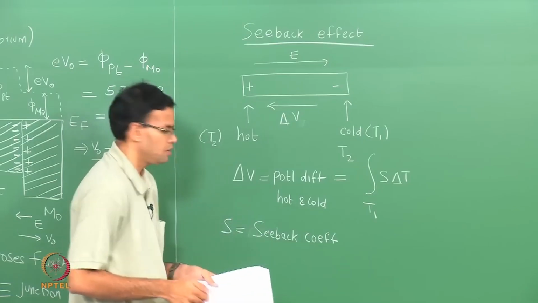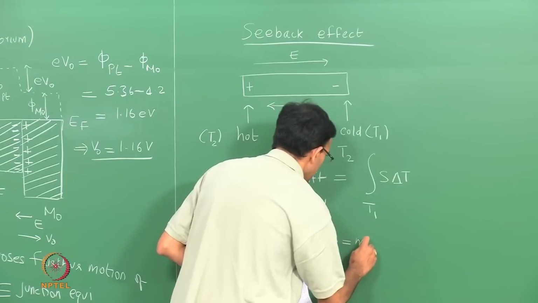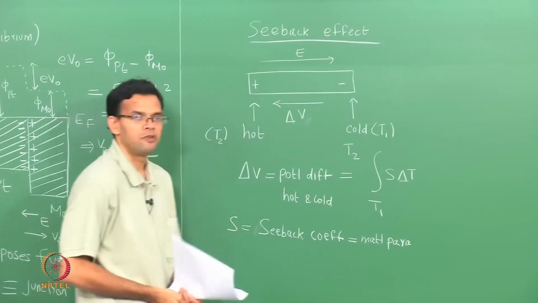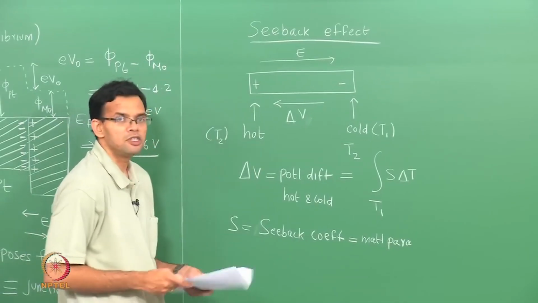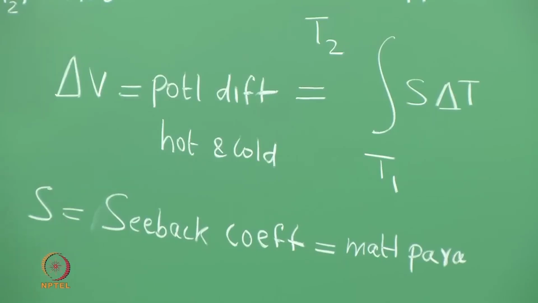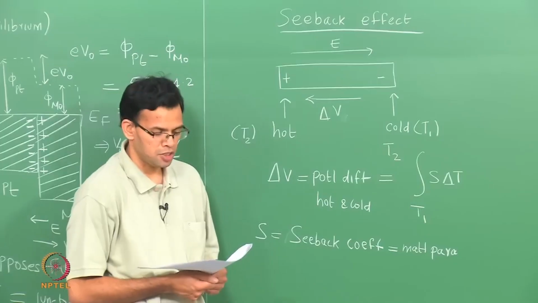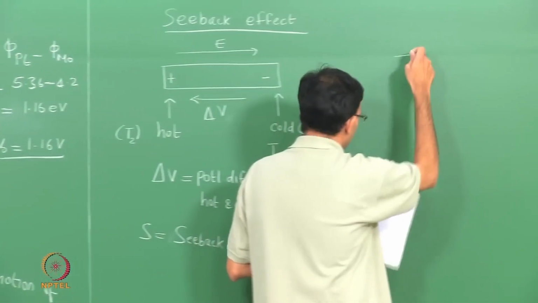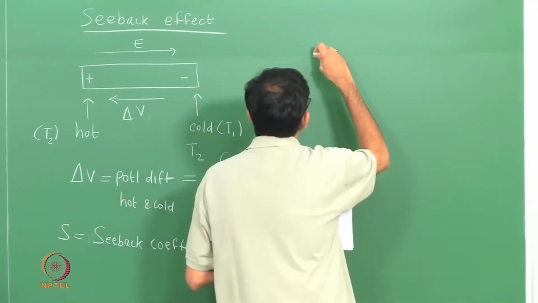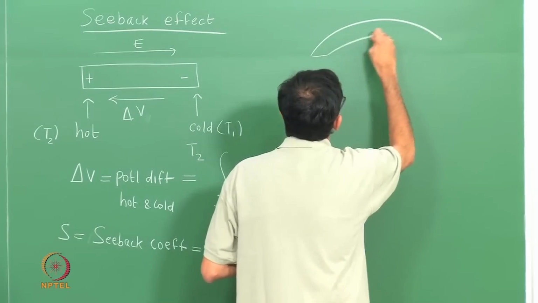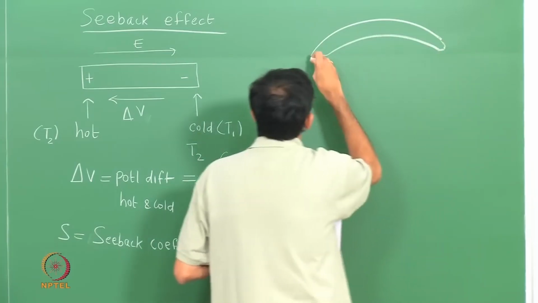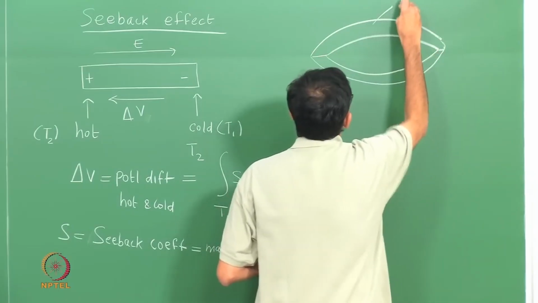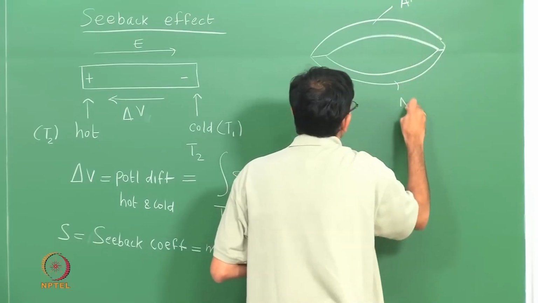Now, Seebeck coefficient is essentially a material parameter. So, if you change the material, the value of the coefficient will be different. So, how do we use this in order to understand thermocouples? In the case of a thermocouple, a junction is formed between two dissimilar metals. Give you an example. Consider a junction between aluminum and nickel. So, this material is aluminum and this is nickel.